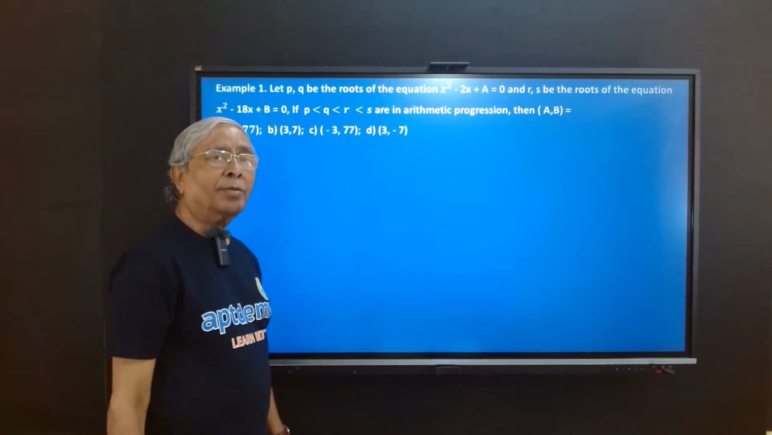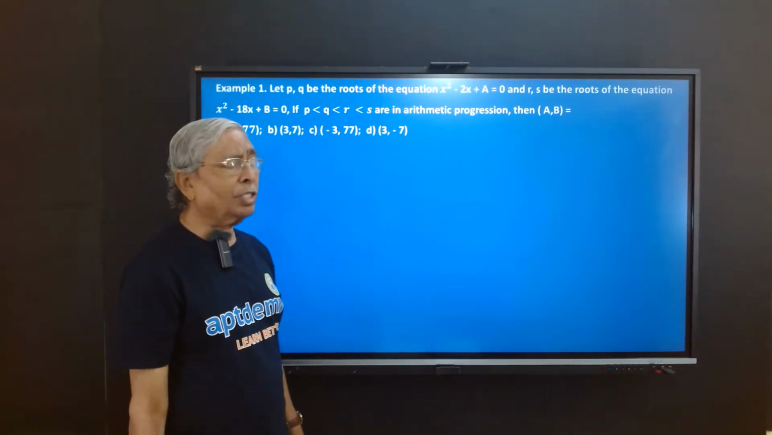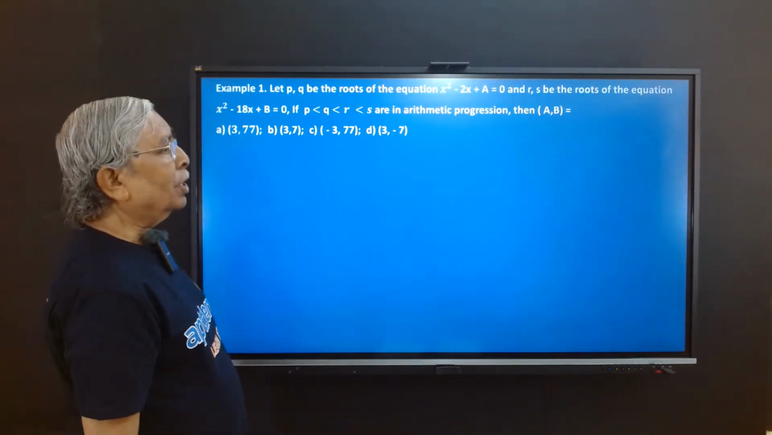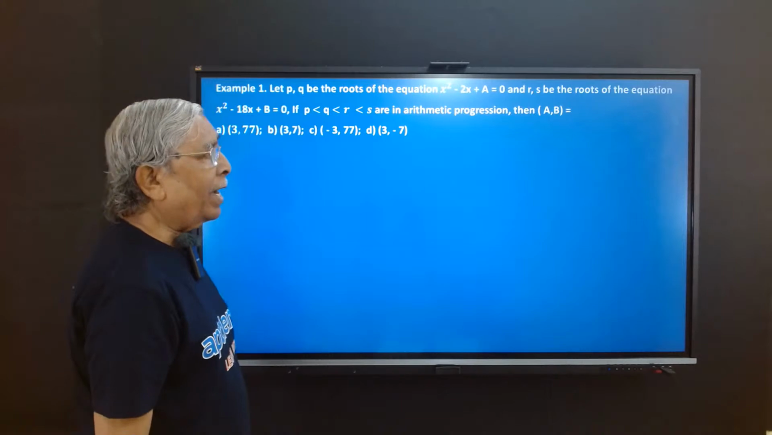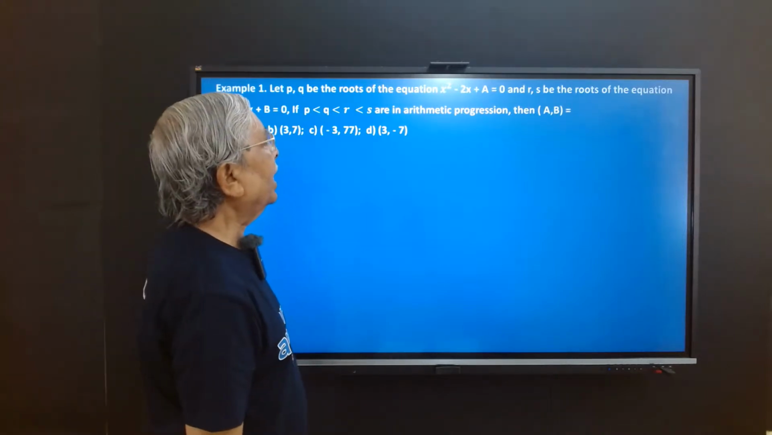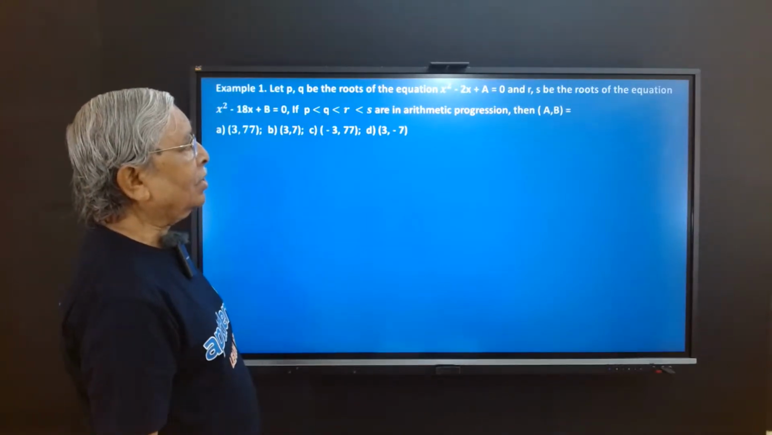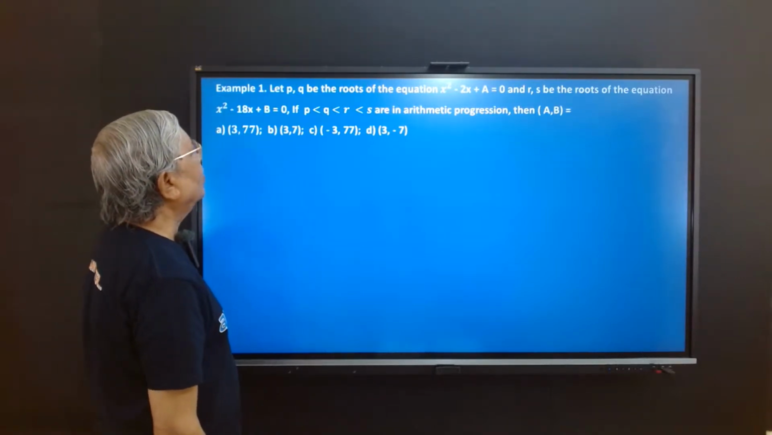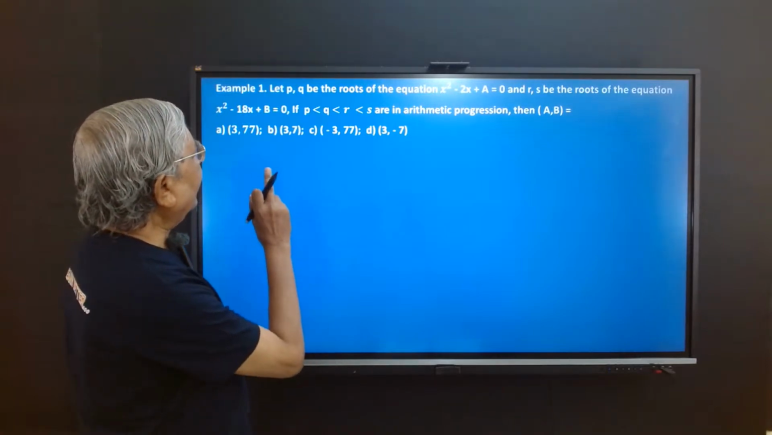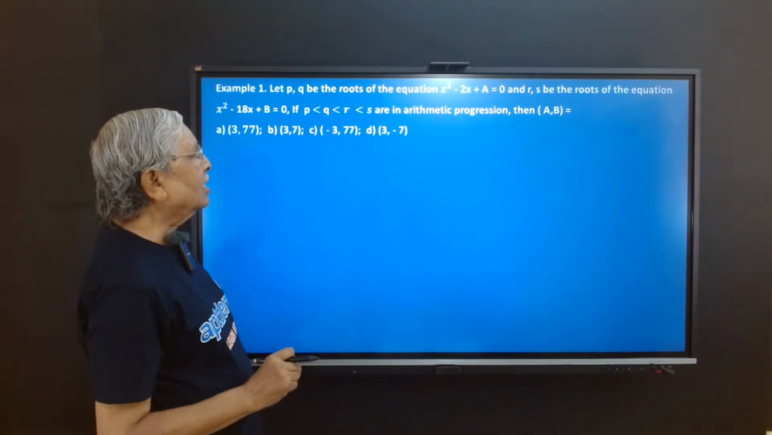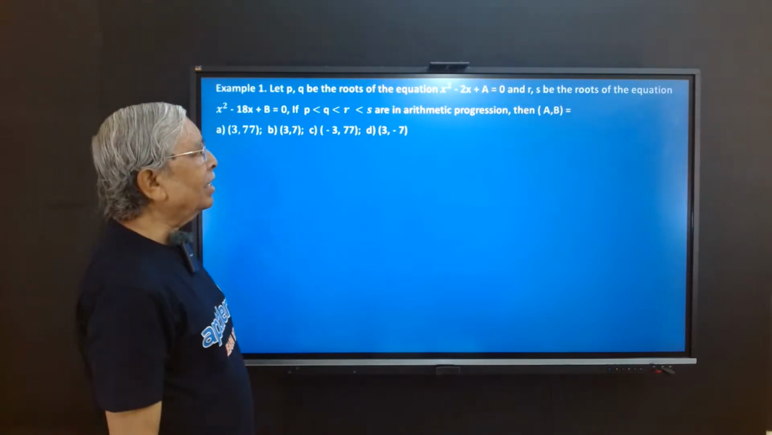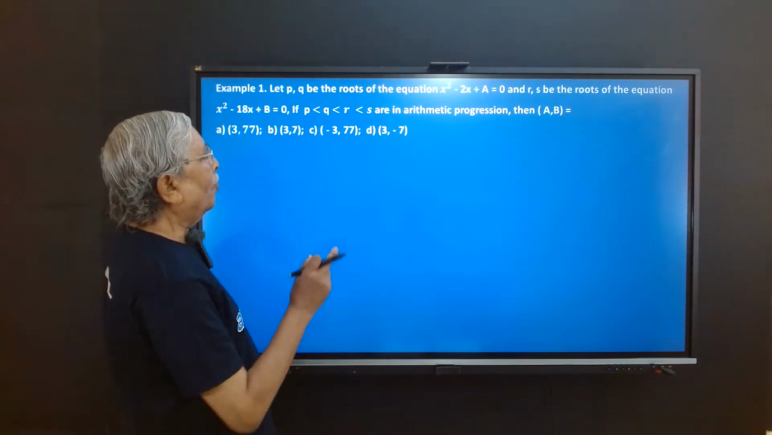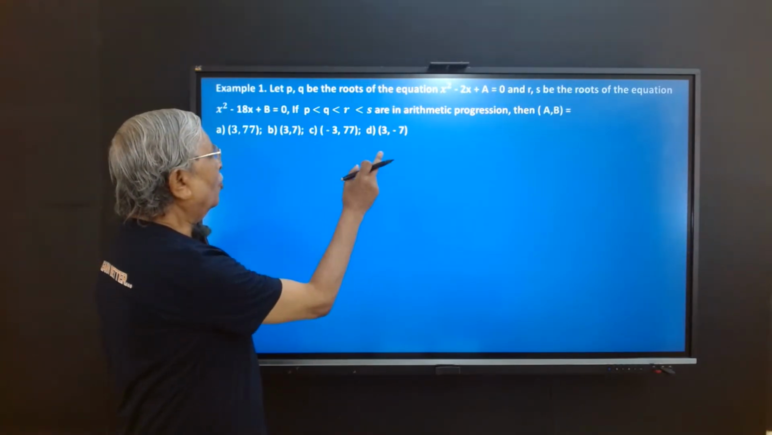First, I am taking a problem on quadratic equation. The problem is: let p and q be the roots of the equation x squared minus 2x plus a equals 0, and r and s be the roots of the equation x squared minus 18x plus b equals 0, and it is given that p < q < r < s are in arithmetic progression. Then find the ordered pair (a, b).